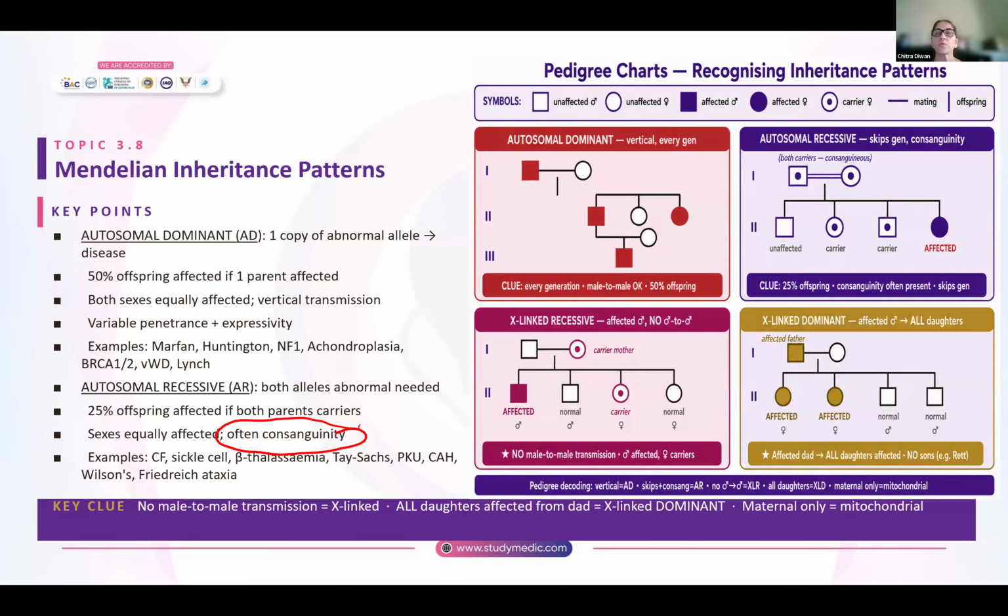Now coming to how you are going to read the pedigree charts. You have to be aware of the symbols that are used in pedigree charts. If you know the symbols, then it is very easy to read the pedigree charts.